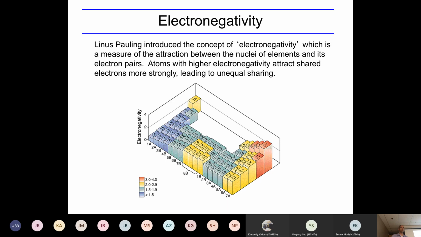Carbon is not especially electronegative. And anything lower than carbon, we often call electropositive, meaning it would rather give up its electrons and take positive charges than have extra electrons around it.